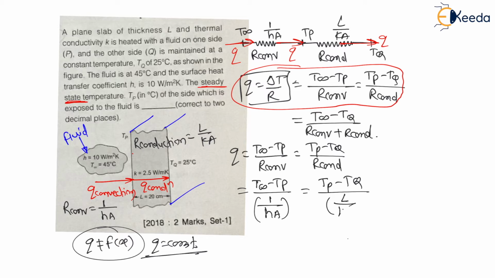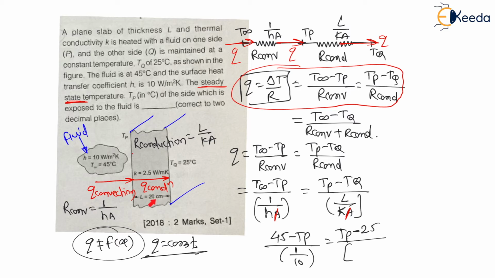Now, my dear students, the area for both convection and conduction is the same. Therefore, from both sides, the area will get cancelled. Let us form the equation and put the values. T infinity is 45 degrees Celsius minus Tp, which is unknown, divided by 1 upon H. H is 10, they have provided, is equal to Tp, unknown, minus Tq. The temperature at the Q end is 25 degrees Celsius, as they have given, divided by L divided by K.